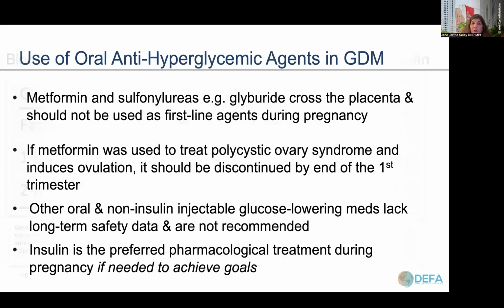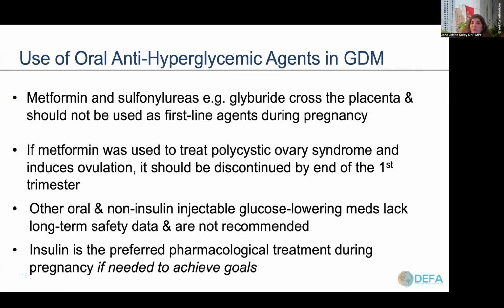We also are concerned about the use of oral antihyperglycemic agents during gestational diabetes. Metformin and sulfonylureas, especially glyburide, were commonly used for many years, believing that they did, in fact, not cross the placenta, but in fact they do. So we try to not use them, especially as a first-line agent.